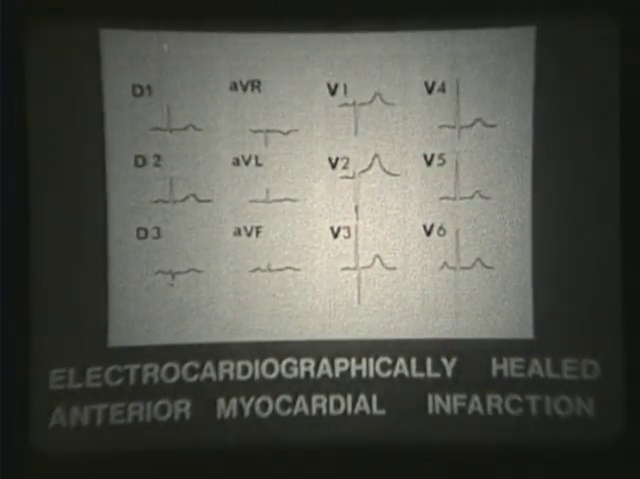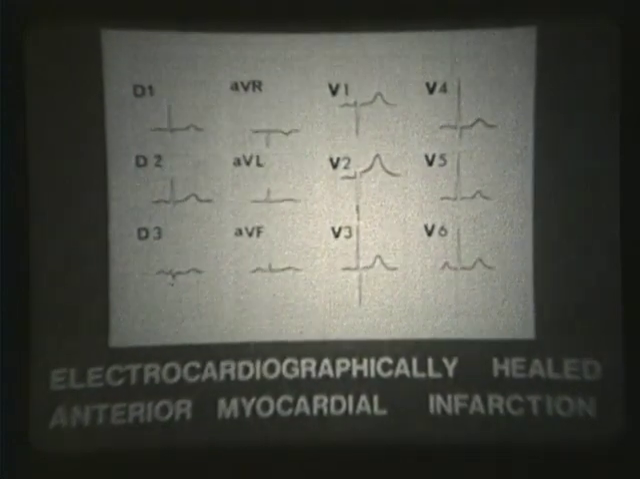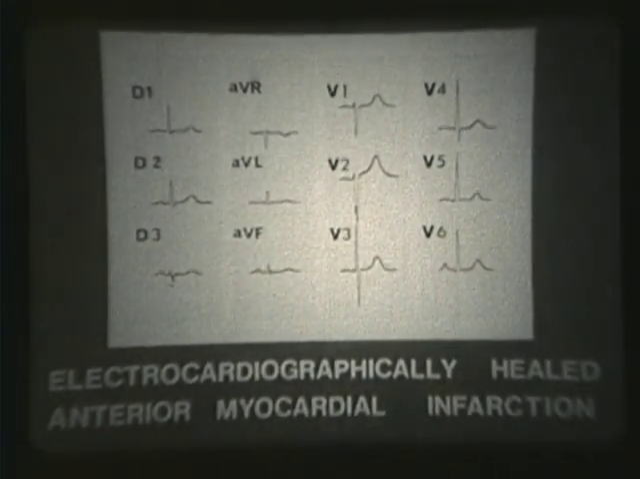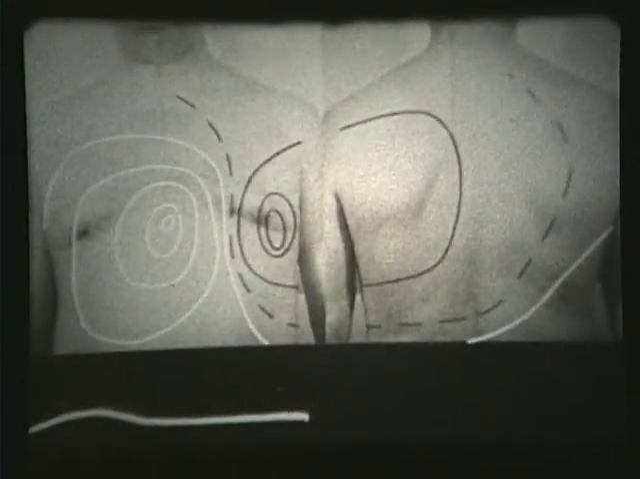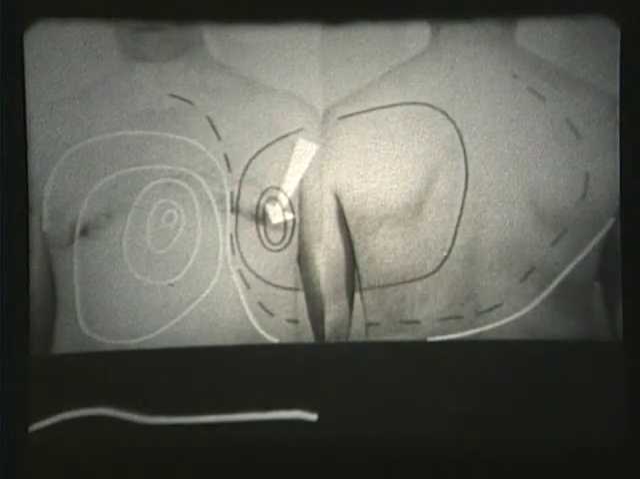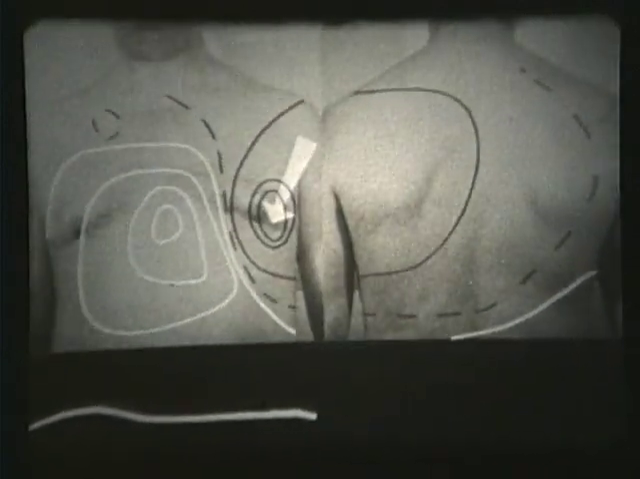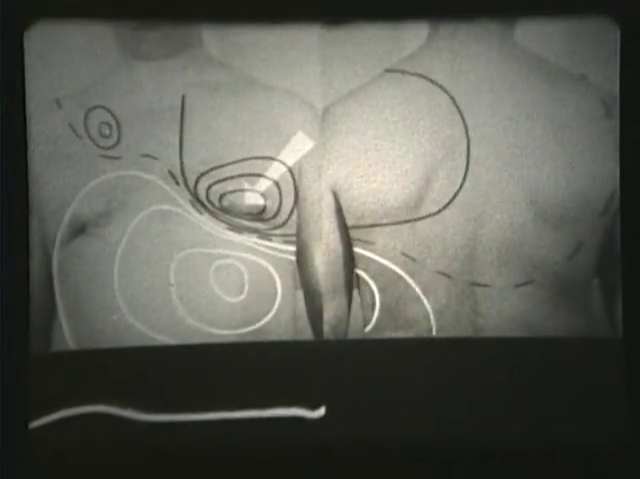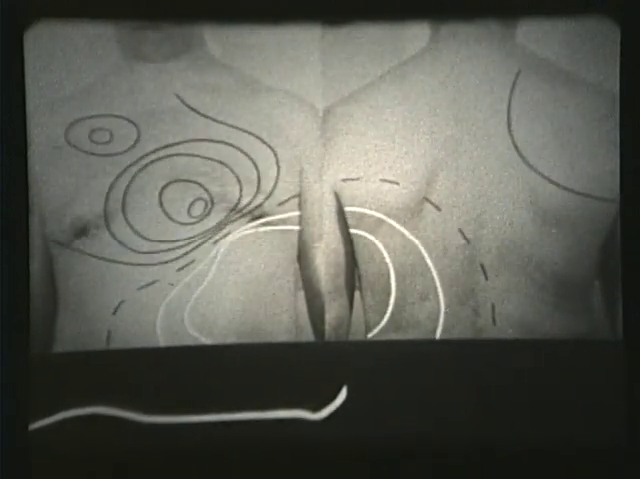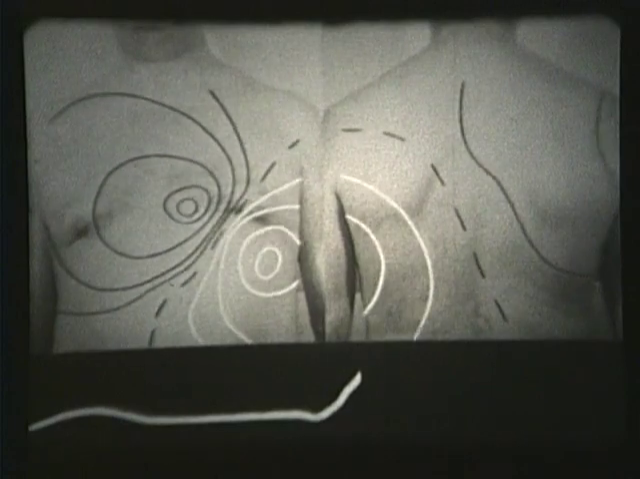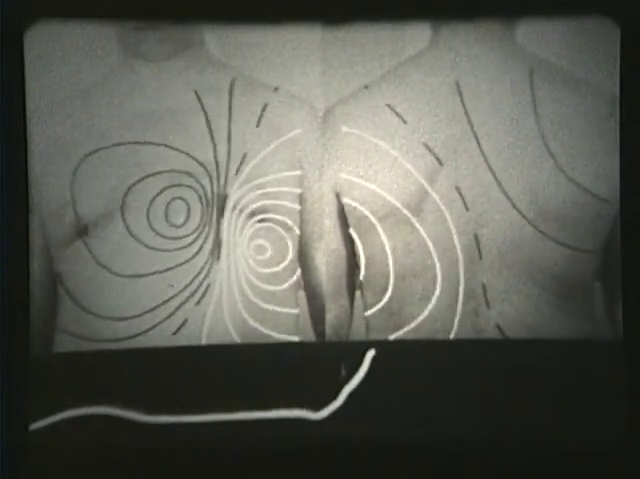In this patient with a normal electrocardiogram, the maps show, at the beginning of ventricular activation, an interior electronegative region which is never observed in the normal subject. The patient had had in the past an anterior myocardial infarction, apparently cured but clearly revealed by the maps, although the electrocardiogram had become normal.